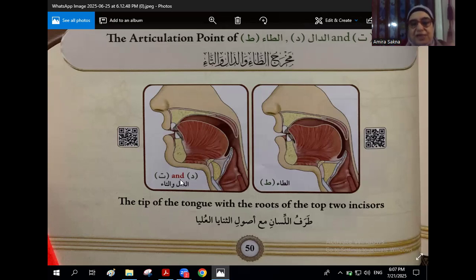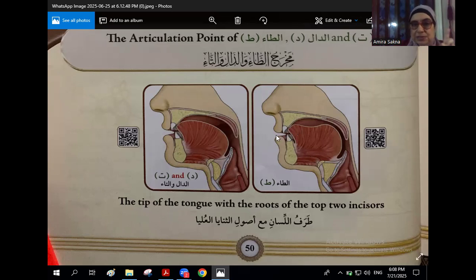Okay? So qaf, kaf, same like dal and ta. The same idea. So we repeat the articulation point of ta, dal, and ta. The tip of the tongue with the roots, this area, the roots. Do not forward the articulation point, kindly. Do not put the tip of the tongue with the, or make it touch the inner part of the upper central incisor. This will produce a very bad sound.